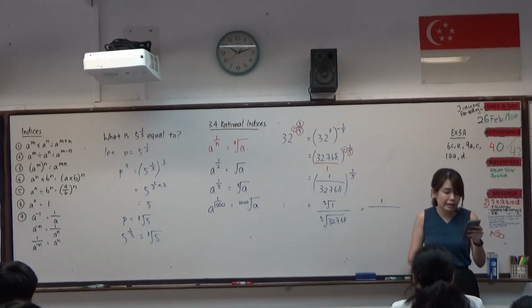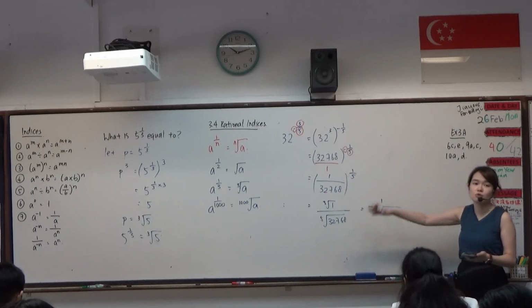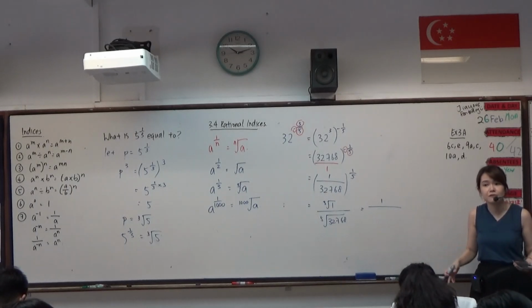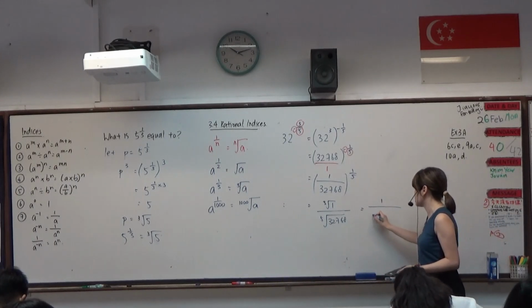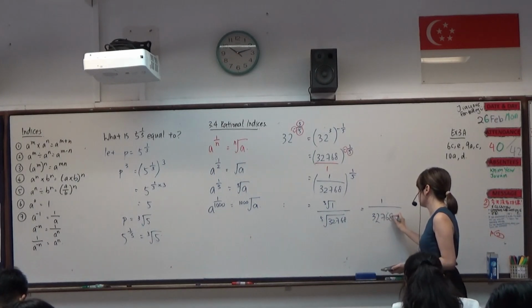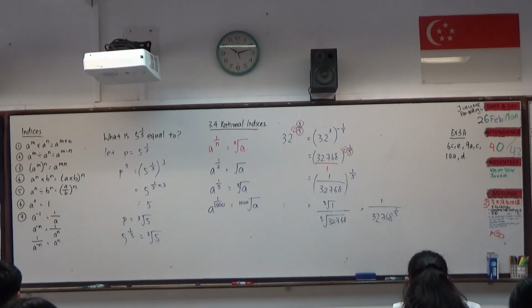Some of your calculator models do have it. Otherwise, you just put 32768 to the power 1/5. They will also give you the same answer. So either you write it this way or you write it as 32768 to the power 1/5. You will also be able to get an answer of 1/8.